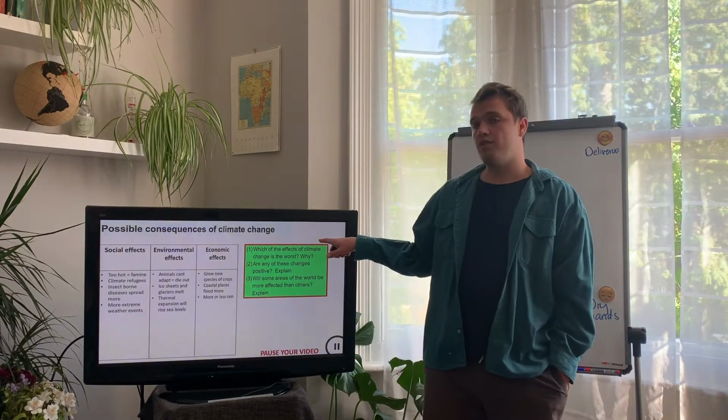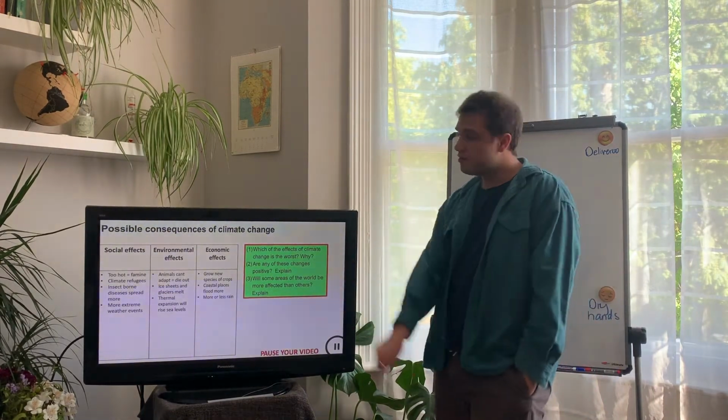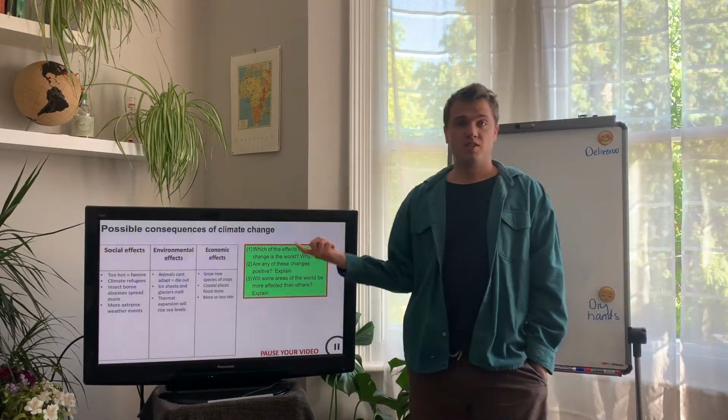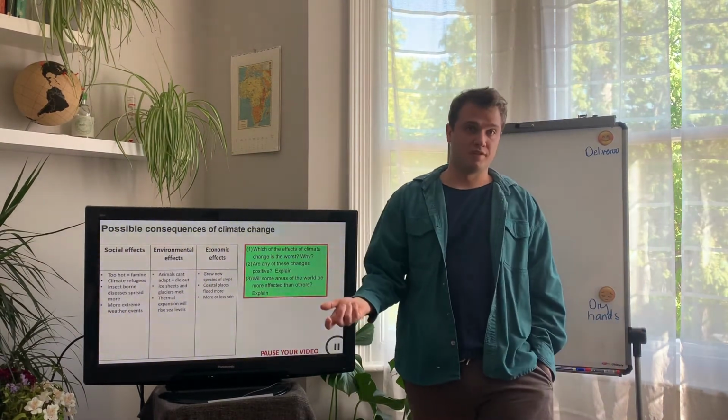Okay, I'm not going to give you the answer to the first one because it's your own call. Which one do you think is the most substantial? In terms of are there any positive changes? New species of crops, so it means that people might be able to make more money because they might be able to invest in different species.